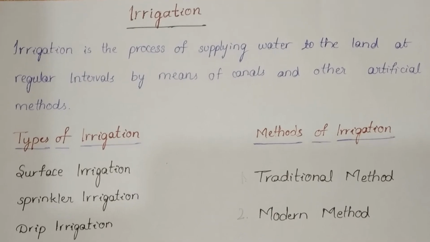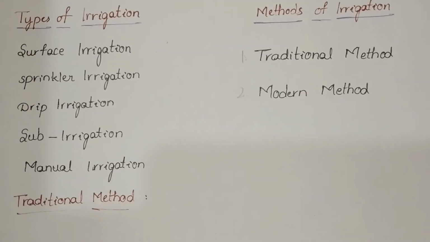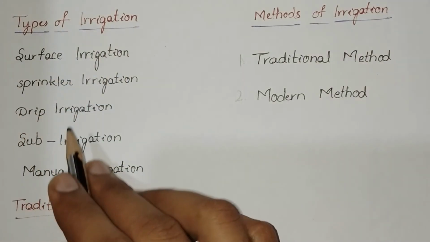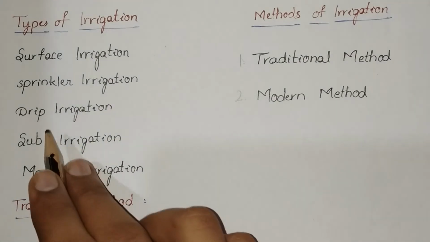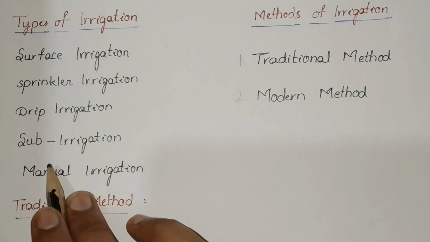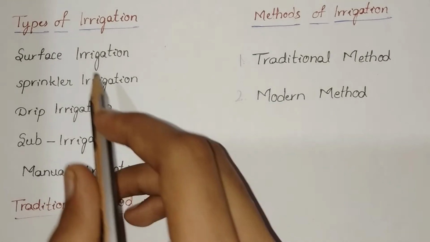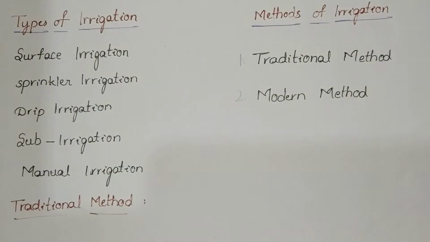First of all, we will go to types of irrigation. Number 1, surface irrigation. Number 2, sprinkler irrigation. Number 3, drip irrigation. Number 4, sub irrigation. And number 5, manual irrigation. Let us talk about number 1, surface irrigation.